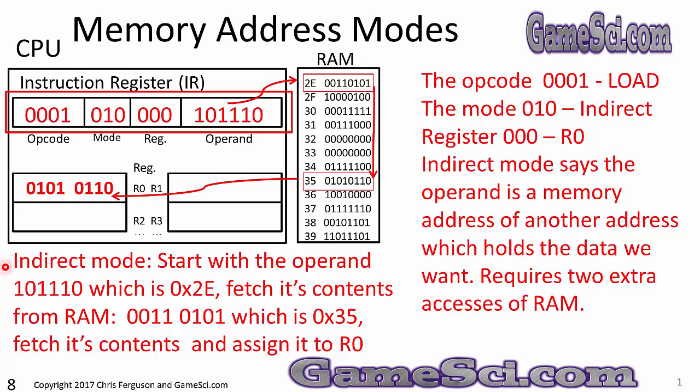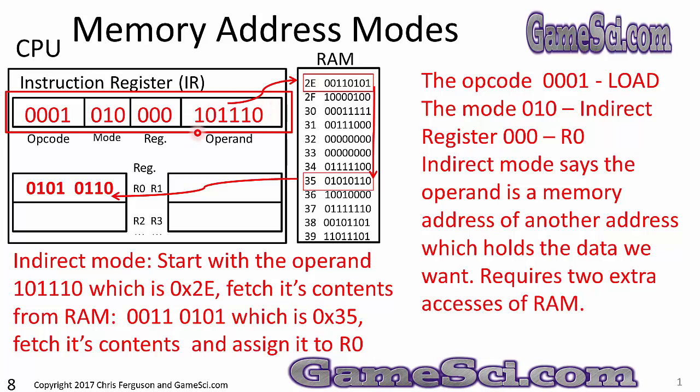Indirect mode. Start with the operand, which contains 101110, which is hex 2E. Fetch the contents of hex 2E. There's 2E right there. Fetch its contents from RAM. Its contents are 00110101. That is hex 35. If you look closely, there's a 3, there's a 5. Fetch its contents and assign it to register 0.